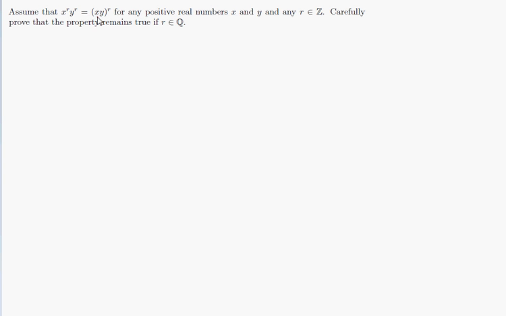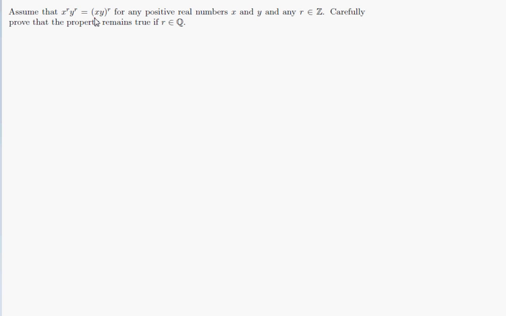The proof that it works for positive integers is fairly straightforward. You multiply x^r times y^r, that's going to be x times x times x times x times y times y times y times y, then rearrange terms so you get x times y times x times y times x times y, r times. So the proof for positive integers is fairly straightforward.